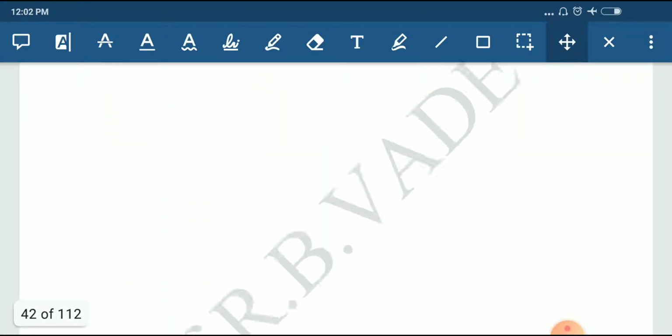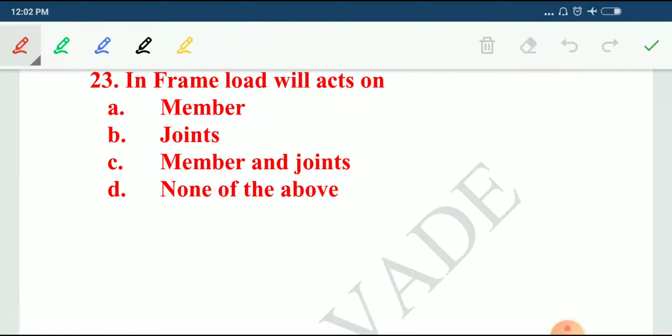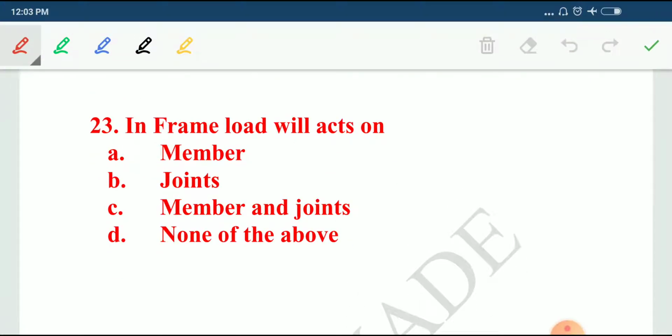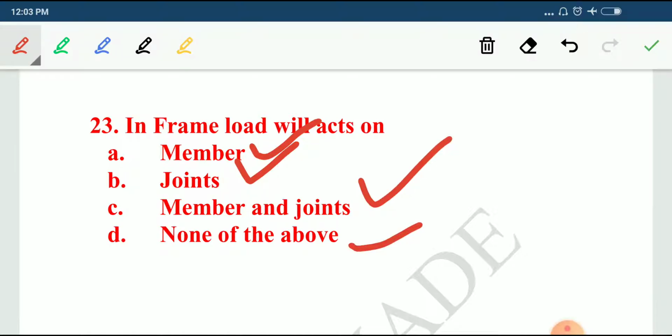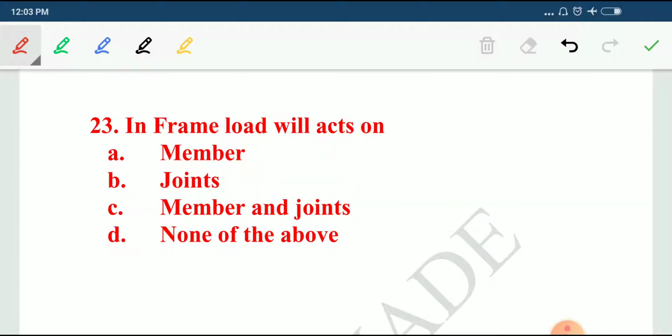Next. In frame, where will the load act? In the case of frame, the load will act on members and joints, or member and joint, none of them. In the case of truss, if the load acts on members as well as joints, then it is called a frame. Okay, so next.